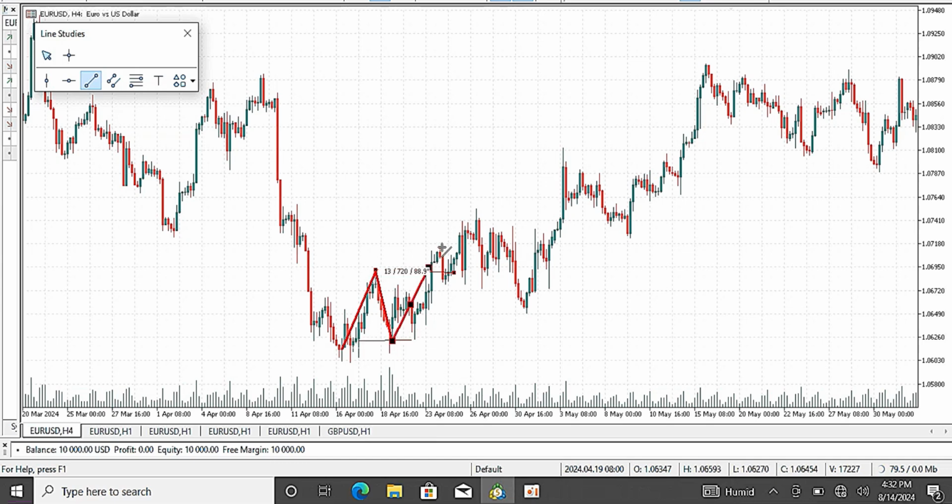I'm just doing this in a practical way so you understand the whole concept of advanced market structure. All right, so you have a higher high here, you have a higher low here. Now where's our higher low now?